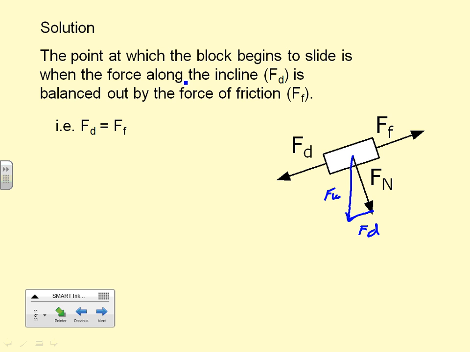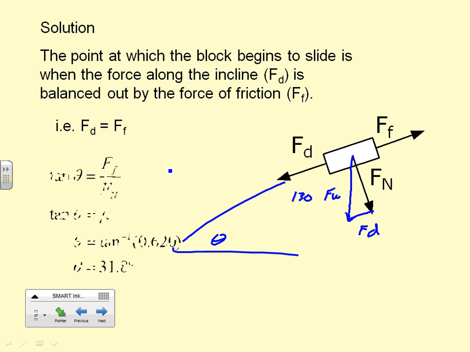Now remember, the FD is actually this component of this triangle here. It's just that we draw it up there. I didn't draw it to scale very well. And remember, this angle here is the same as the angle down there. Do I know my FW? I know how much this block weighs, don't I? 130 newtons. So I know this. Could I figure out what FD is equal to? Well, it's sine of whatever that angle is.